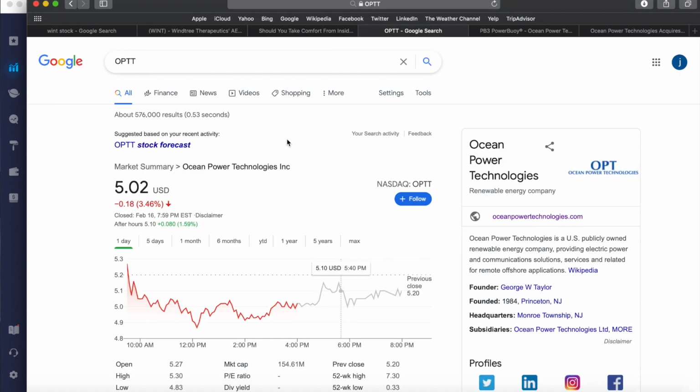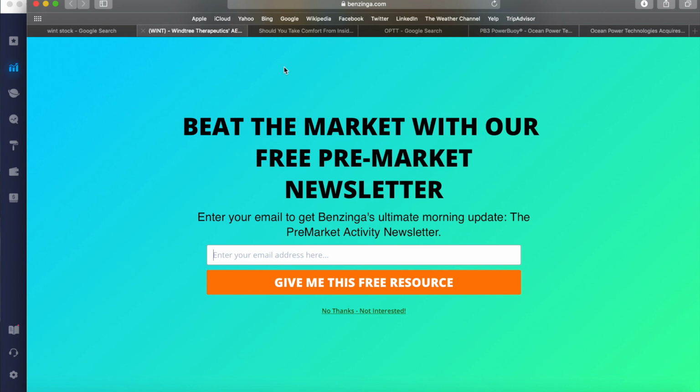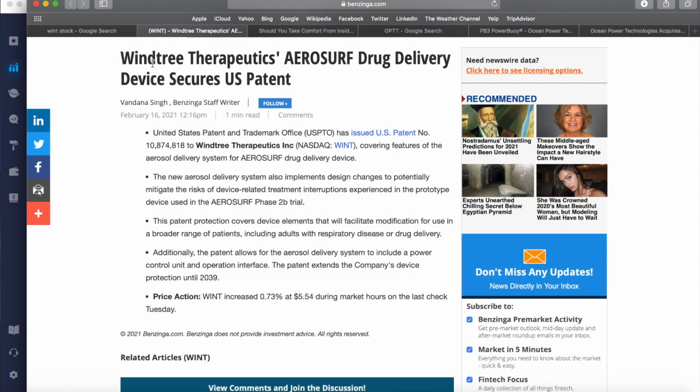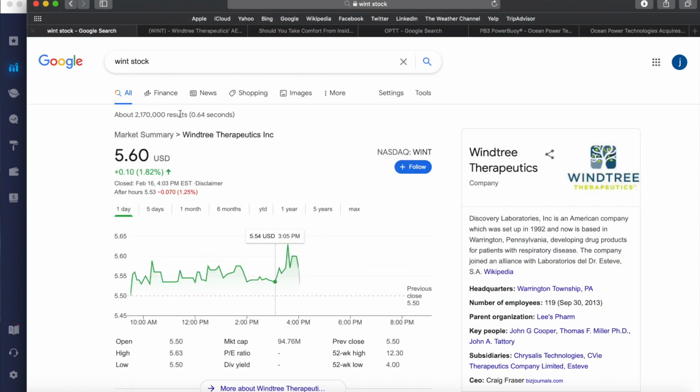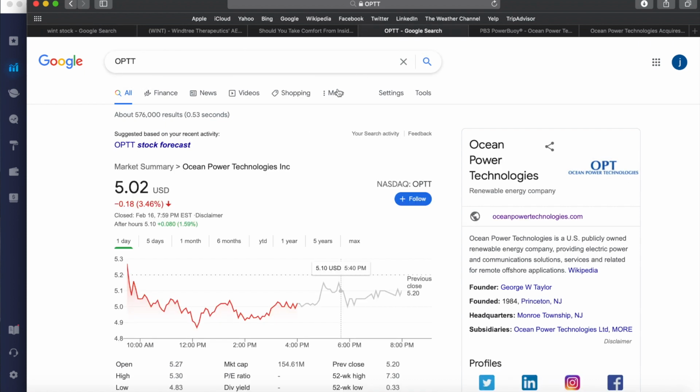Like I said, if you need to, check them out yourself. I always recommend you do that, but I'm going to go one more time over them. So the first one is WINTree Therapeutics, and the ticker symbol is WINT, W-I-N-T. And the second one is Ocean Power Technologies, and their ticker symbol is OPTT.